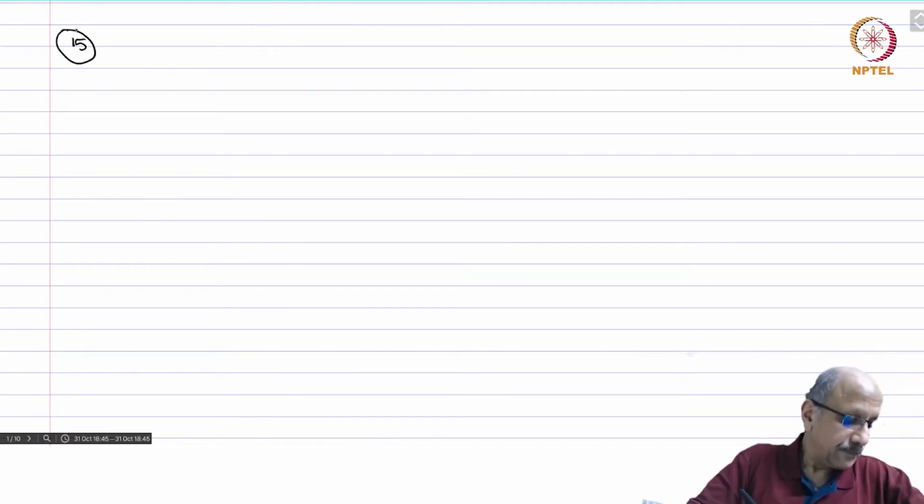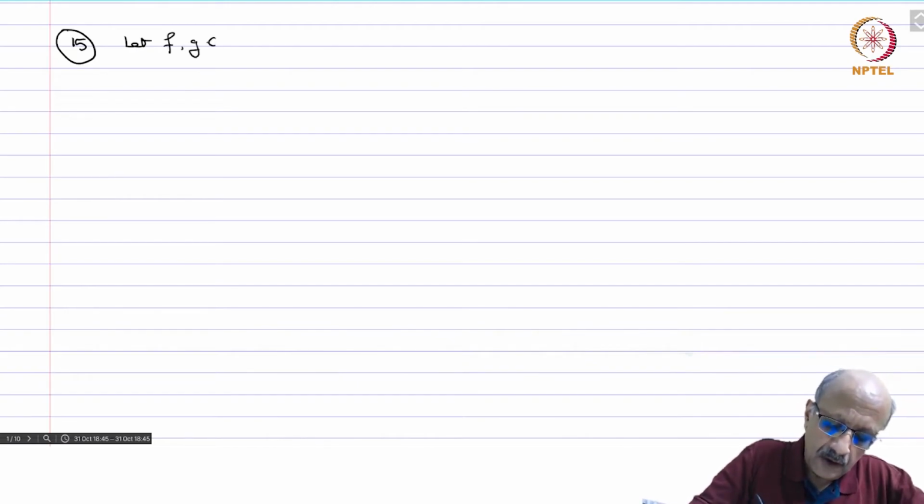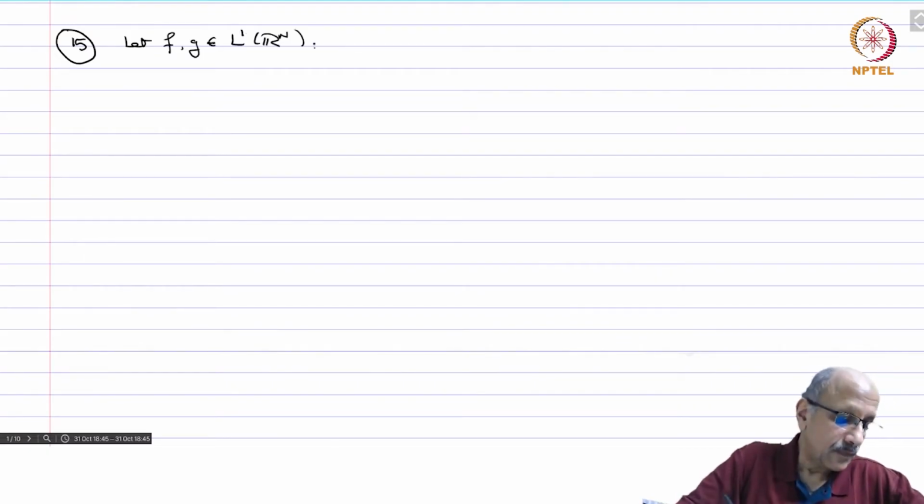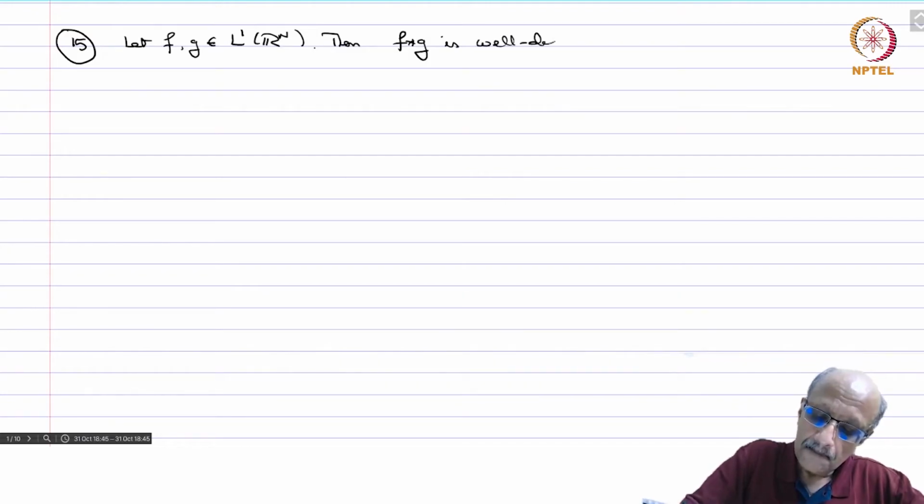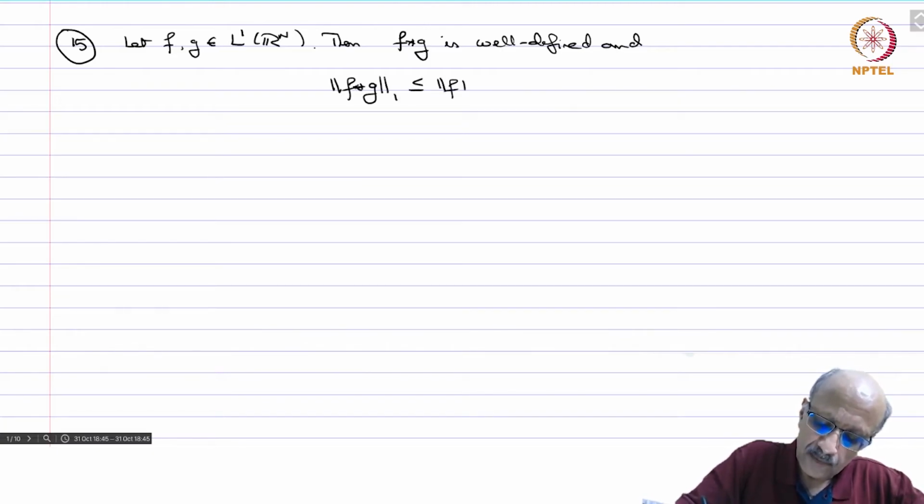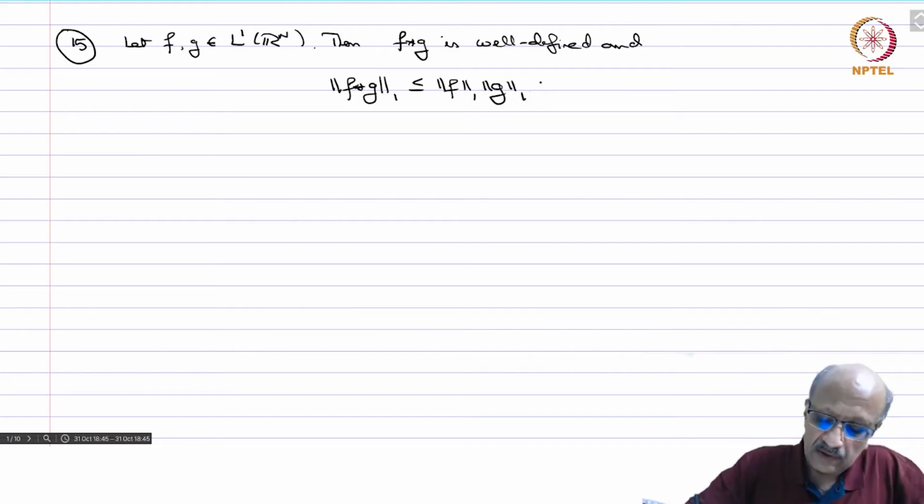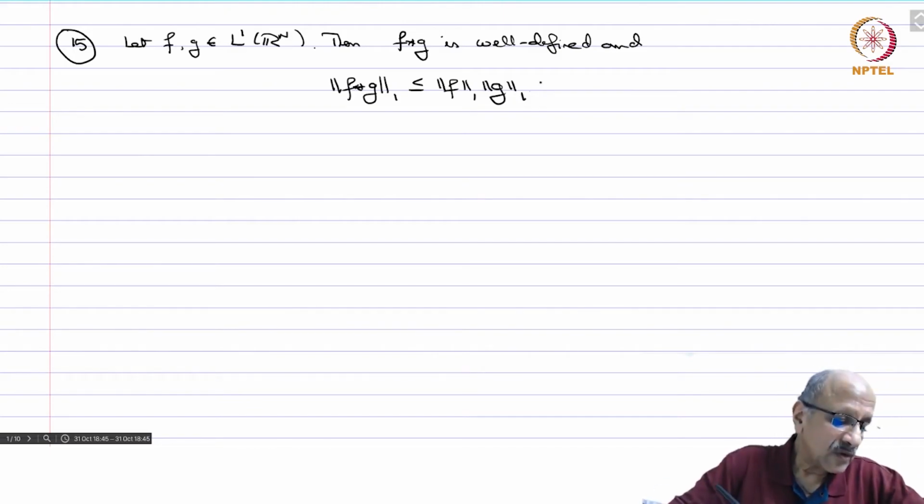15. Let f, g belong to L1 of R^n. Then f star g is well defined and norm f star g in L1 is less than or equal to norm f1 norm g1. So this is Young's inequality when p equals 1. We have already done it when it is p. So this is easier in fact.